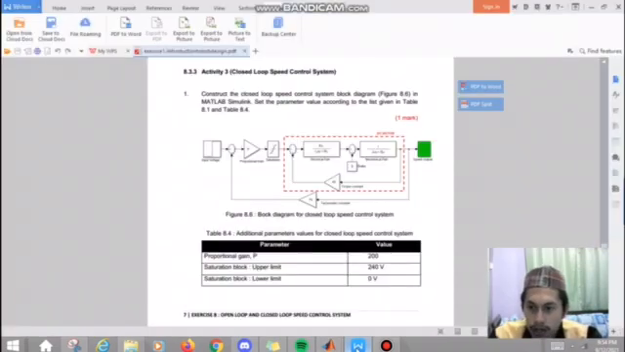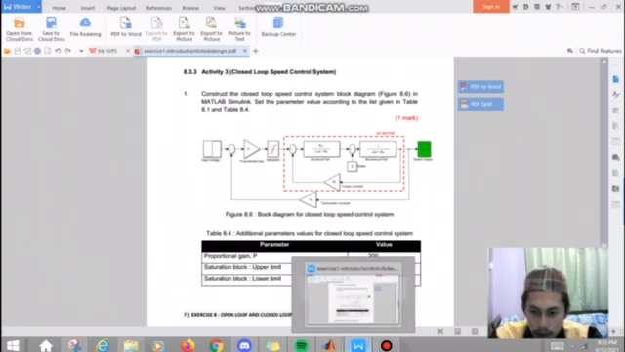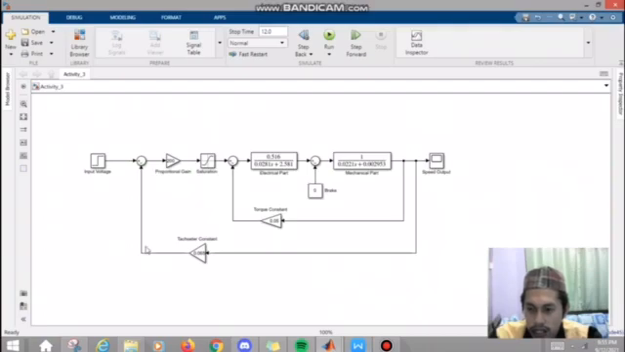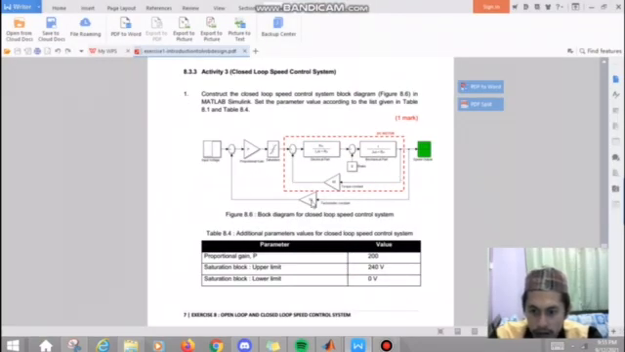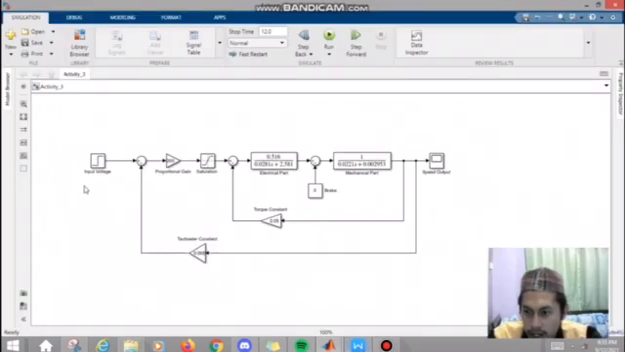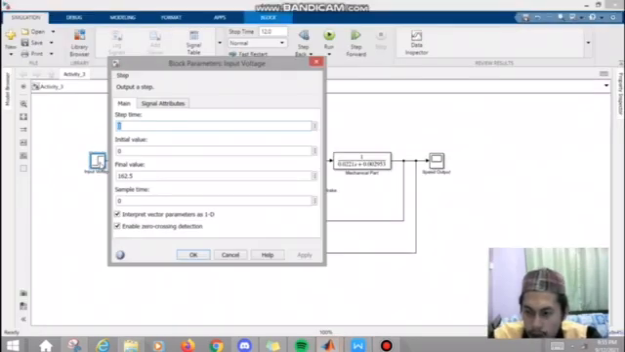In this video, I will explain activity 3, which is the closed loop speed control system. This is the connection in MATLAB software based on the block diagram for the closed loop speed control system. First, we set the input voltage at 162.5, which we got from activity 2.